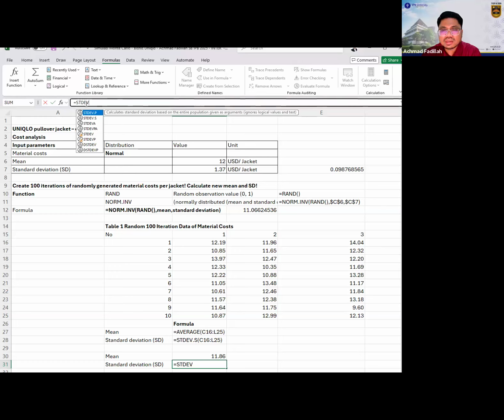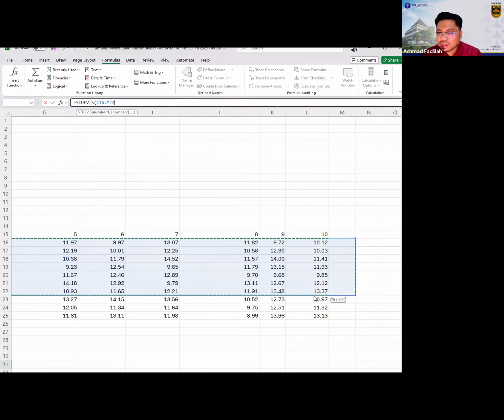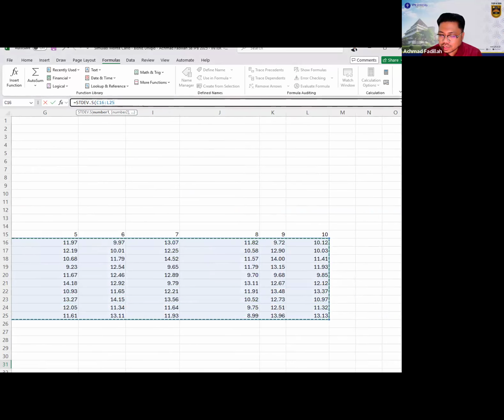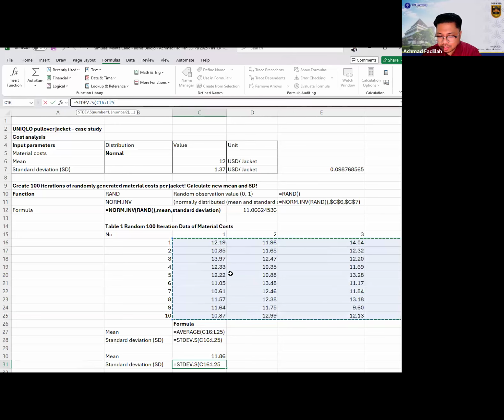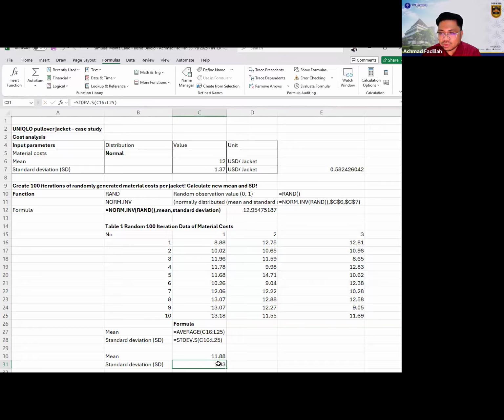If you write STDEV and click the dot, there are two choices here: P or S. P means population, S means sample. In this case it's not the whole population, it's only a sample, so you need to choose this one. And then put all the numbers from this table, a total of 100 iterations, and you get this new value.